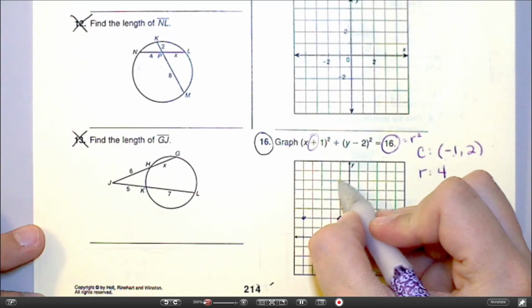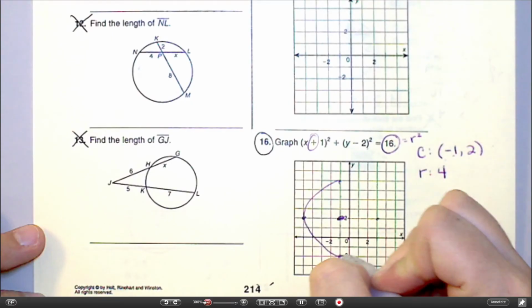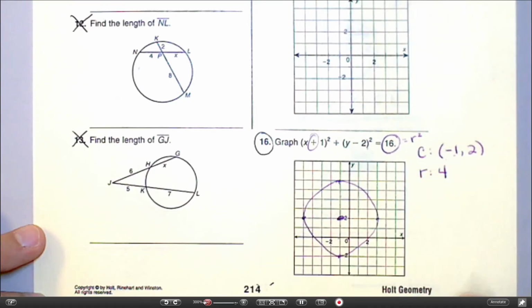Do the best you can to draw your circle. Again, if I can see that your dots are in the right spot, I'm not going to get too worried about how perfect your circle is.